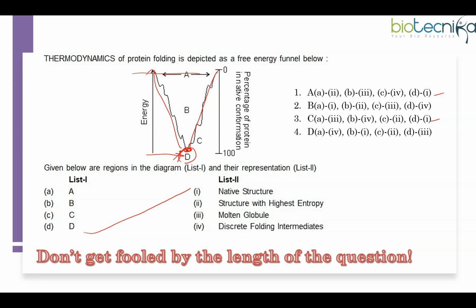It's not that only part B questions can be easy. In every paper you will find at least 4 to 5 such questions which are just visual analysis and require no prior specific knowledge. And A will be where the protein is completely unfolded. That means the structure with highest entropy. So with these two only you can come to the right answer.